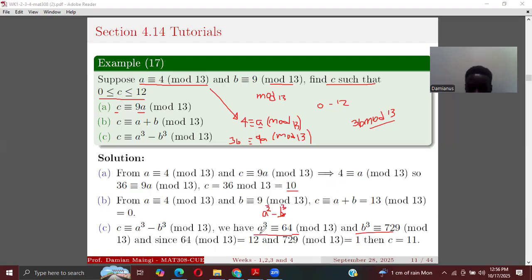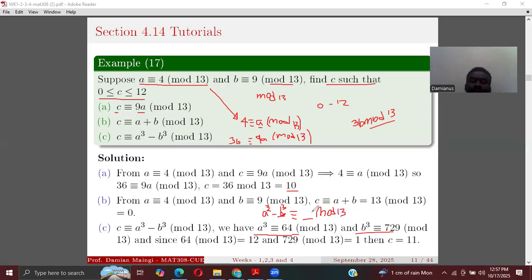So if we subtract A cubed minus B cubed, this should be congruent to what? Well, what did I do? Actually, what I did is to convert this to mod 13 and deal with it. You can do two things. One, you can just say 64, you subtract 729. So that's the number you write here, mod 13. Of course, you'll have something negative, which is fine, no problem.